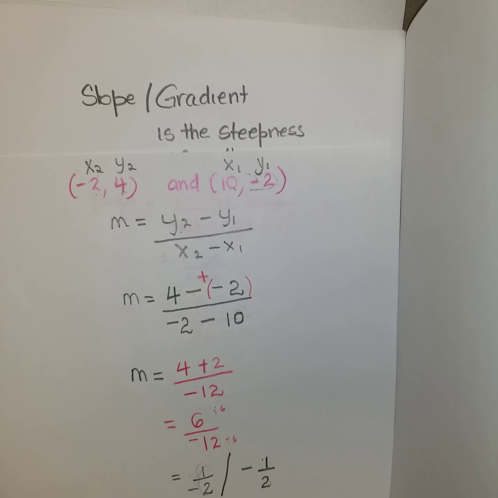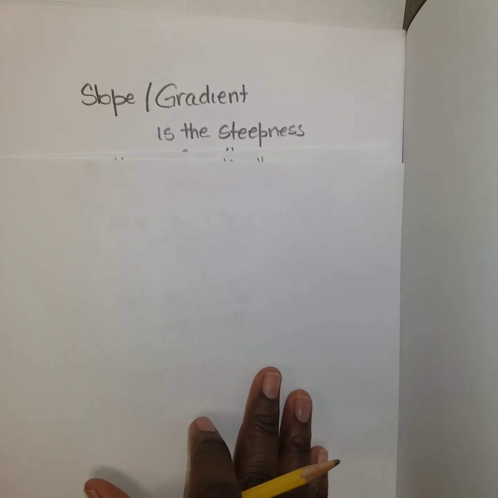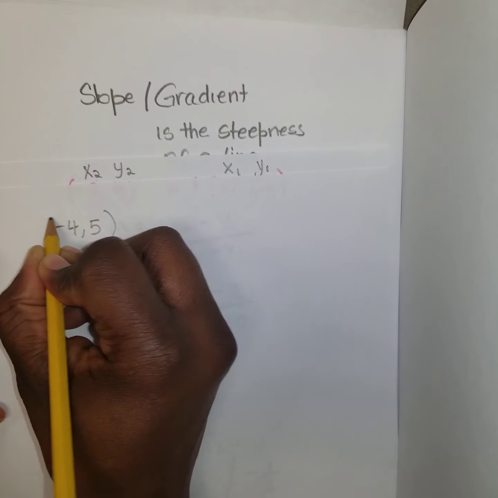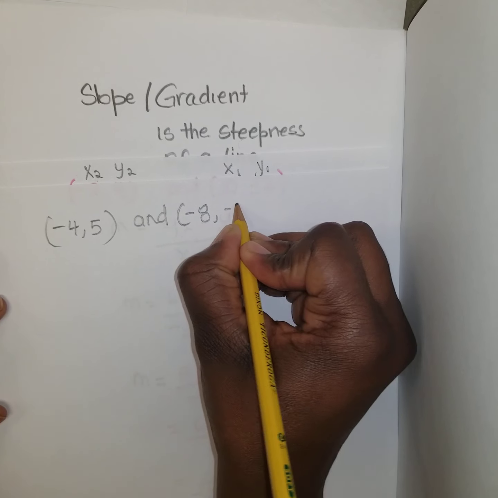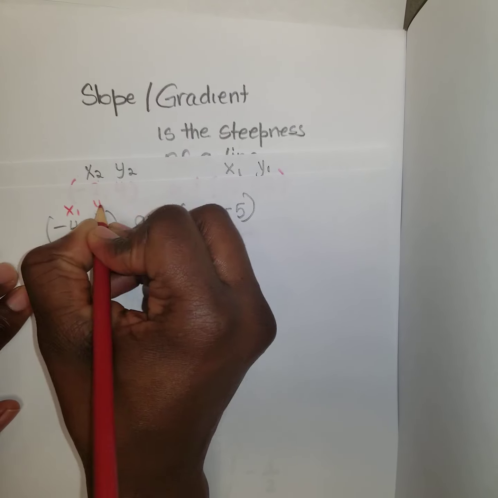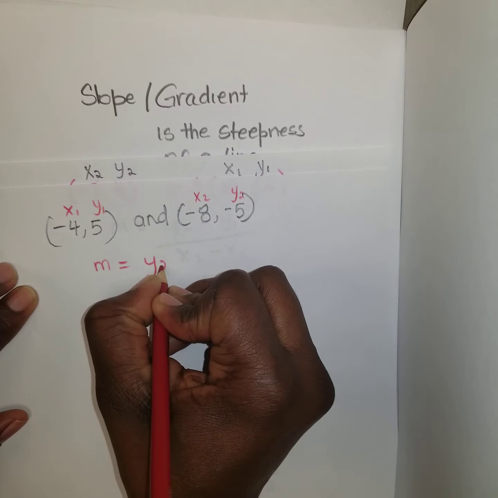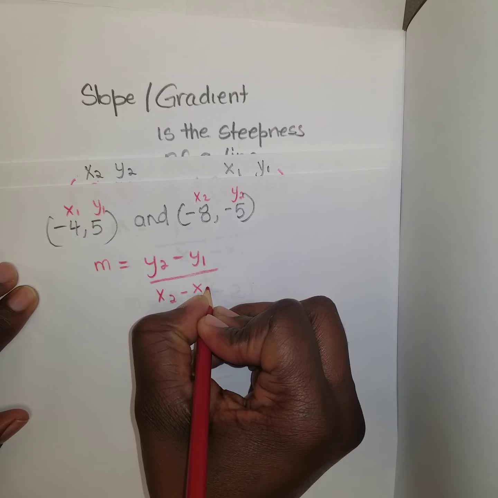So remember, once a negative sign is in the numerator or the denominator, the entire fraction is negative. Okay? And I will be giving you a few examples that you can try on your own, that I will just write in the answer for. So a negative 4, 5 and negative 8, negative 5. Let's go ahead and work this one. So it's x1, y1, x2, y2. Remember the formula? y2 subtract y1 divided by x2 subtract x1.